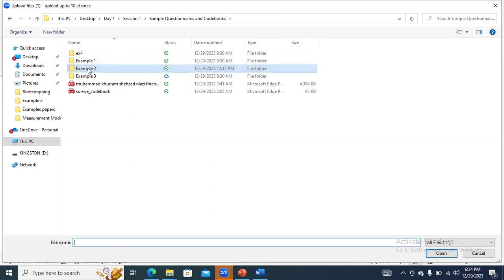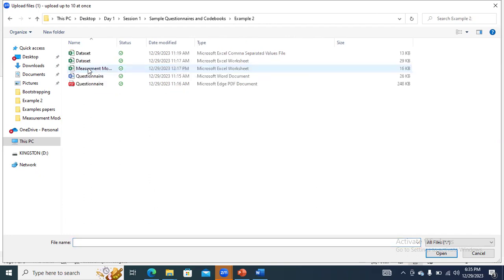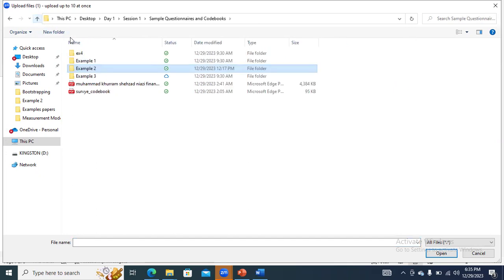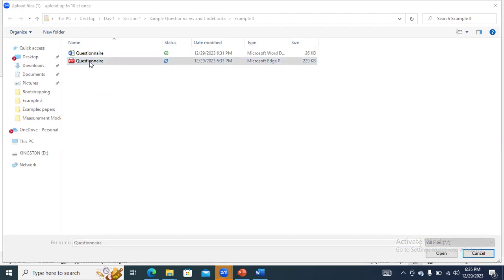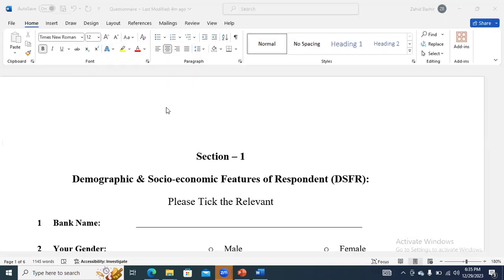If you are changing only one word or two words in a statement, you don't need to apply the EFA. You can apply the CFA. These are the techniques: the first one is exploratory factor analysis, and the second one is confirmatory factor analysis. So when you make huge changes in the statements, you need to apply the exploratory factor analysis.